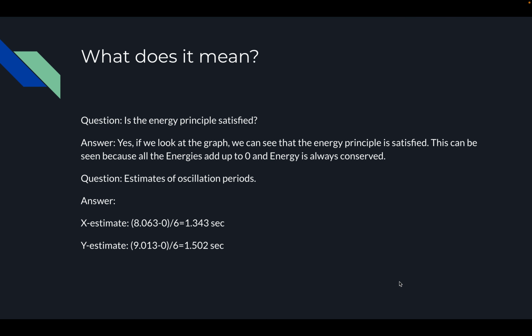So what does this mean? Is the energy principle satisfied? Yes, if we look at the graph, we can see that the energy principle is satisfied. This can be seen because all the energy changes add up to 0 and energy is always conserved. In an estimation of the oscillation periods, we can see that the x estimate and the y estimate roughly add up to around what our period was expected to be, but there are still some variations, probably due to some errors in the experiment. Thank you.